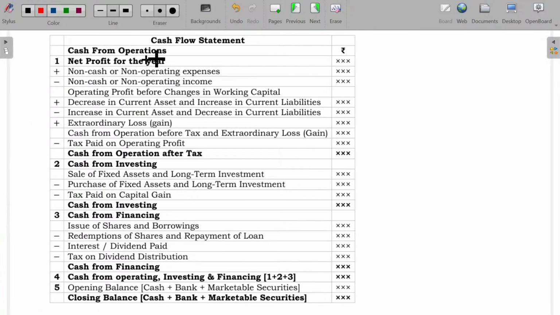So net profit for the year, non-cash and non-operating items are added and subtracted. Decrease in current assets and increase in current liabilities are added, and increase in current assets and decrease in current liabilities are subtracted. Then cash from operation before tax, and then you subtract the tax to get the cash from operation after tax. Then add up the cash from investing and financing, all the three, and to that you add the opening balance to get the closing balance.